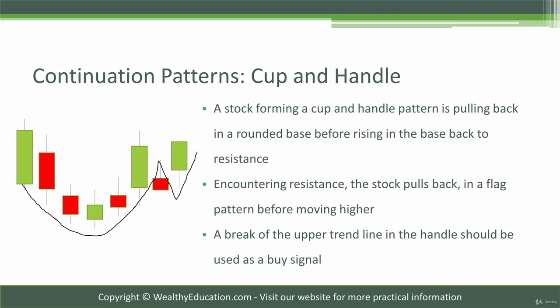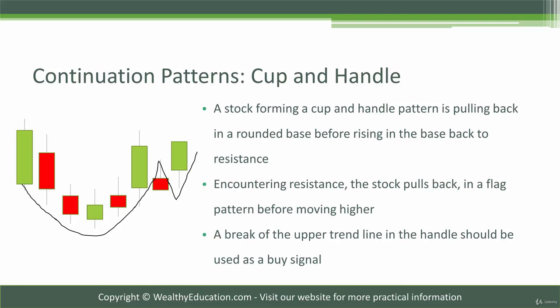The cup and handle forms a resistance pattern because the lip of the cup on the left side and the right side is a resistance point, and then the handle looks like a flag pattern as the stock pulls back after touching resistance a second time. So psychologically, you've had owners of the stock who have been underwater as the stock pulls back into the base of the cup. When the cup gets back to the right-hand side of the lip, you're back at resistance.